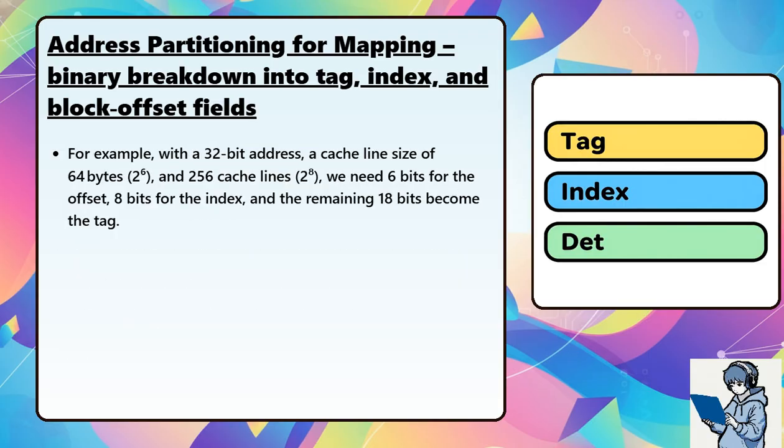For example, with a 32-bit address, a cache line size of 64 bytes, 2 to the 6, and 256 cache lines, 2 to the 8, we need 6 bits for the offset, 8 bits for the index, and the remaining 18 bits become the tag.